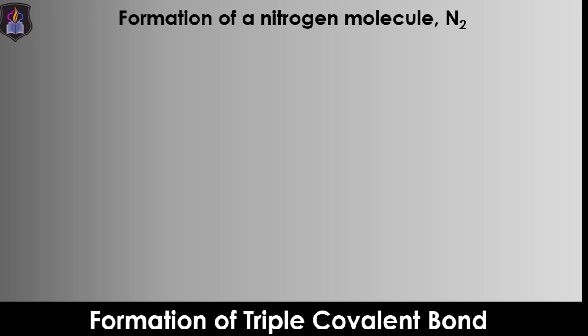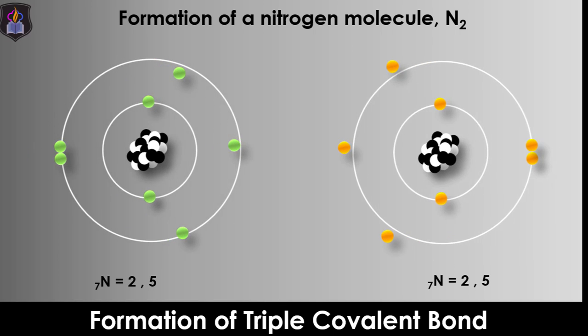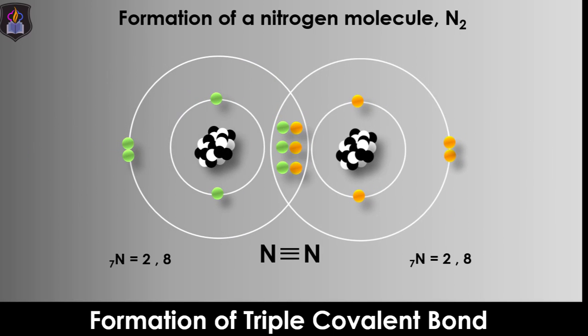In a nitrogen molecule, 2 nitrogen atoms, each with 5 electrons in its valence shell, need 3 electrons to attain the octet configuration. Each atom contributes 3 electrons to the bonding partnership, thereby forming a triple covalent bond made up of 6 bonding electrons. Therefore, a nitrogen molecule has 3 bonding or shared pairs of electrons and 2 non-bonding or lone pairs of electrons.